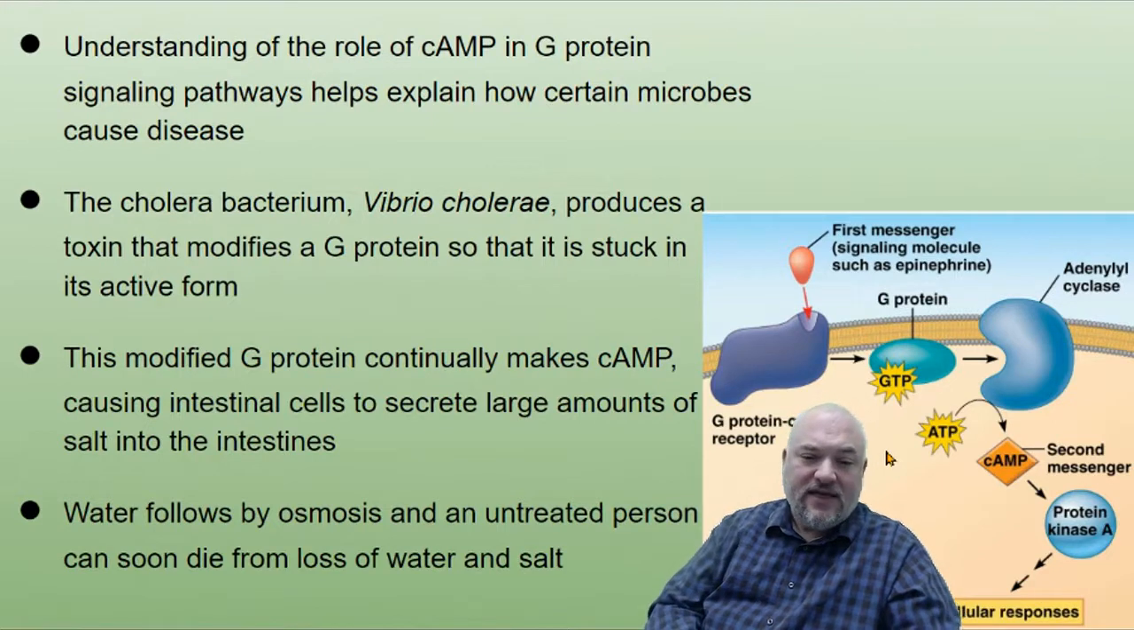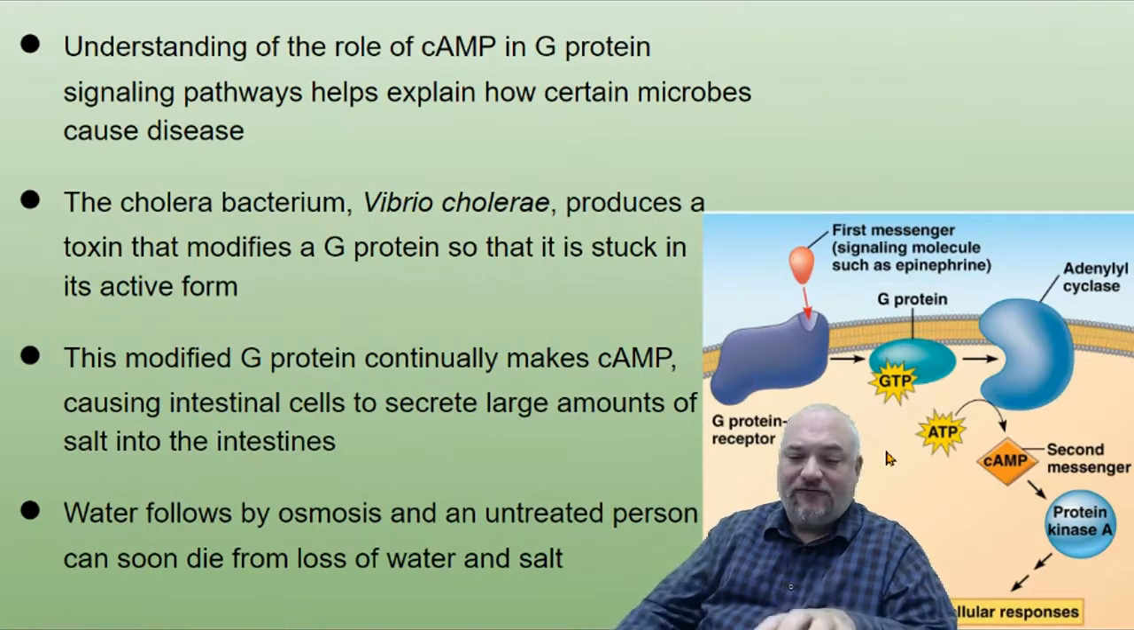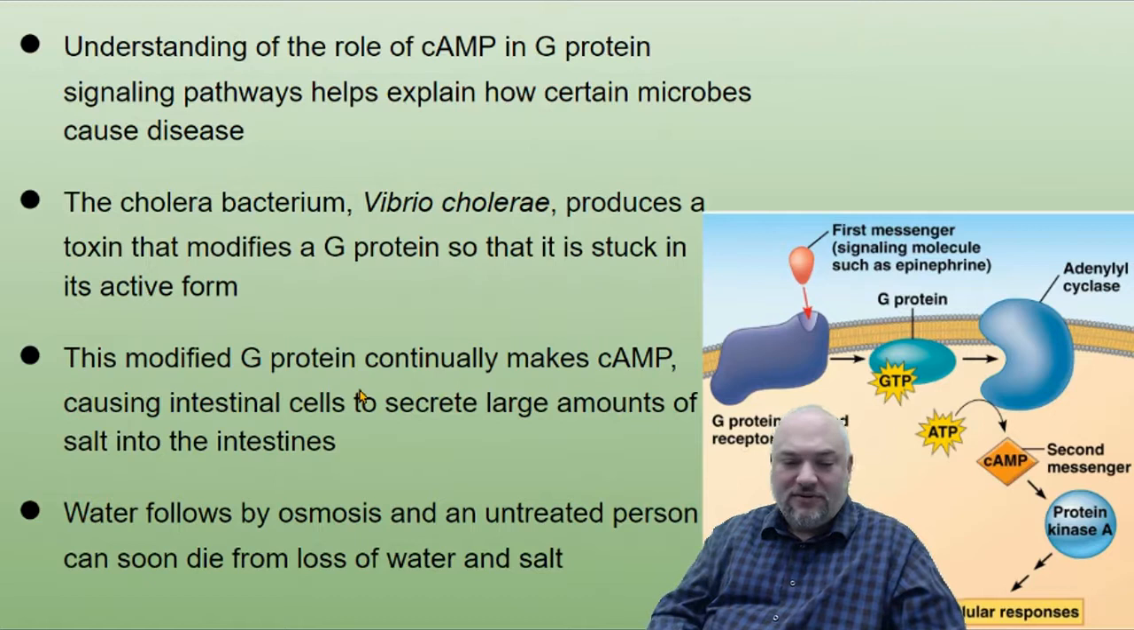So that cholera bacterium, Vibrio cholerae, produces a toxin that modifies a G protein, so it's stuck in its active form. It gets stuck with the GTP on it. It doesn't break off that extra phosphate. And that means it's going to get stuck on the adenylyl cyclase. Okay, so that modified G protein continually makes cAMP.